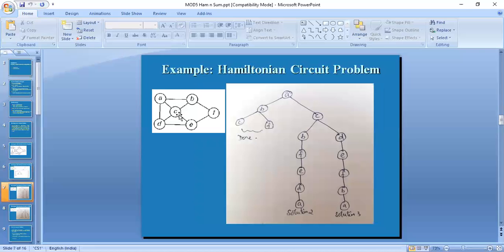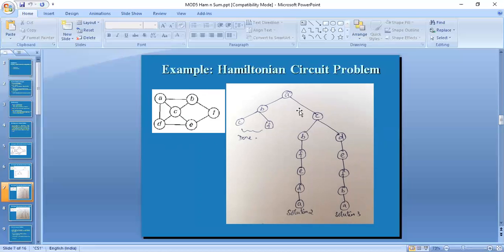So when you go to C, from C you have two options, D and B. Which one will we prefer? We will prefer B. From B, you are moving to F. From F, you are moving to E. From E, you are moving to D. From D, you are moving to A, which is your starting vertex. And here we have completed all the vertices exactly once and you are getting a solution.